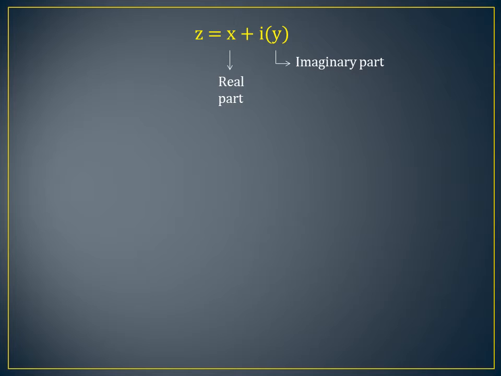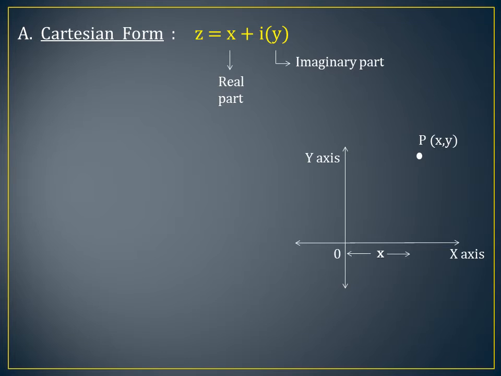Now next, let's understand the concepts of modulus and argument. Let's consider a point P with the coordinates x and y in the xy plane. So its distance from the origin on the x-axis is x units and on the y-axis is y units. Now let the distance of this point from the origin be r units, and the angle that this segment OP makes with the x-axis be theta.